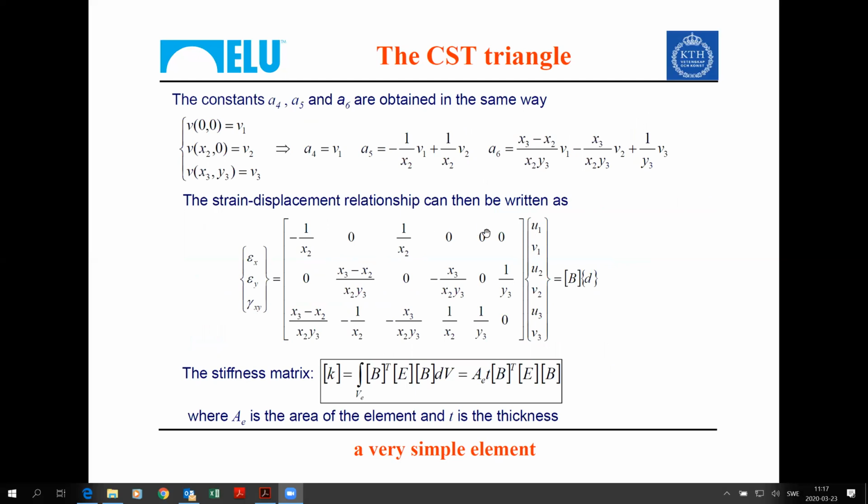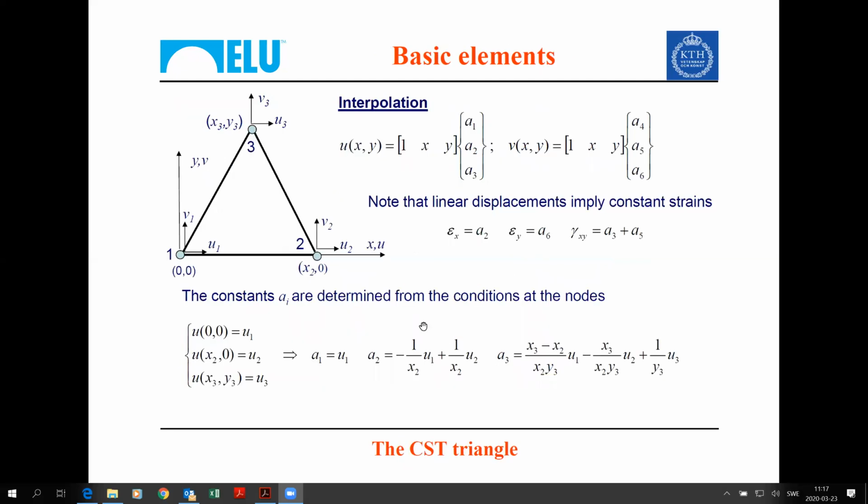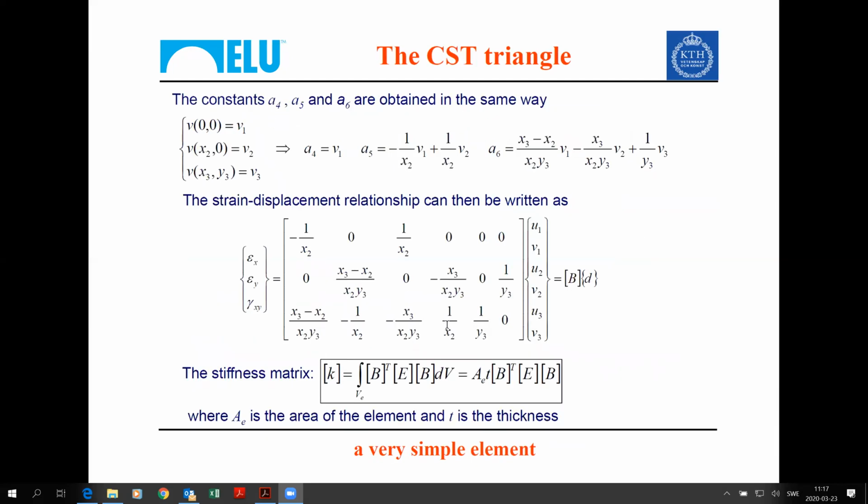This line multiplied with a vector of nodal displacement will give me minus u1 over x2 plus u2 over x2, which is exactly this, which is actually my epsilon. So the thing here is that we can go through the shape functions, but going through the shape functions will mean a bit more work than going directly.